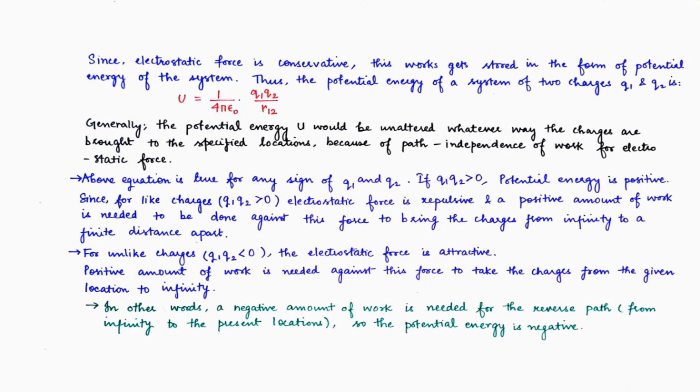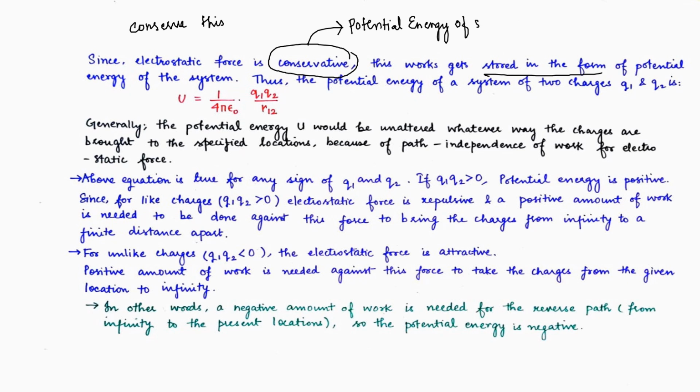Since electrostatic force is conservative, as we have read, this work gets stored in the form of potential energy of the system because we need to conserve this force. So this force will neither be created nor be destroyed but will be stored as some other form. The other form in which it is stored is the potential energy of that system.